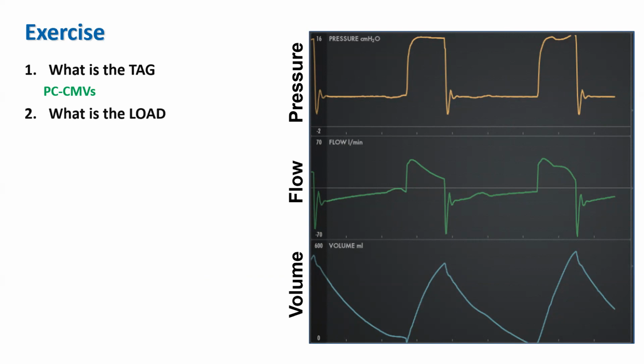So what's the load here? What do you think? Is it PMUS? Is it elastic? Or is it resistive? Well, how do you tell? The easiest way to tell is to look at the flow waveform. And we see that it takes a long time for the flow to come back to zero. And in fact, it doesn't go all the way to zero, right? So that should also indicate some gas trapping is going on. So that's a resistive load, a long time constant, high resistance.